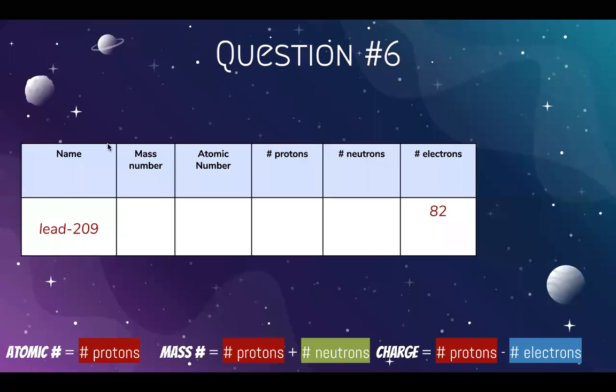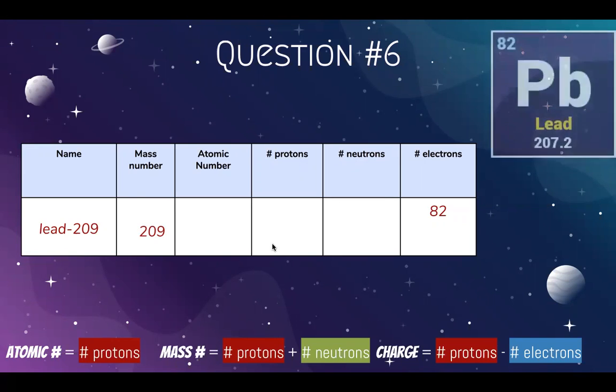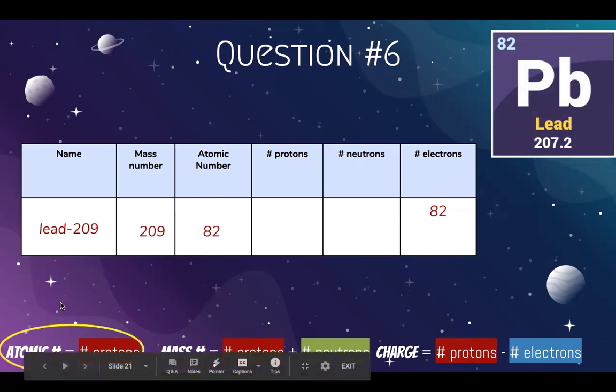Question number 6, fill in the table. So the name of this element is lead-209, so it's an isotope of lead, and we're given the mass number. Right off the bat, we should be able to figure out the mass number. And we know that it is lead, that's given to us. If you look up lead on a periodic table, you'll see that it has 82 protons. So we know the atomic number is 82 because the atomic number is just the number of protons. So the number of protons is 82.